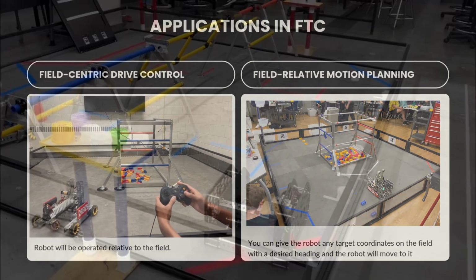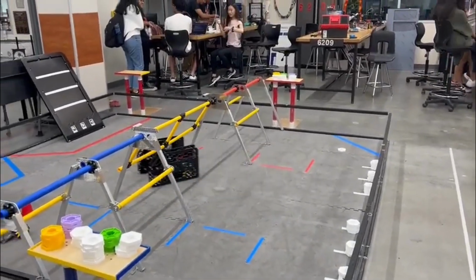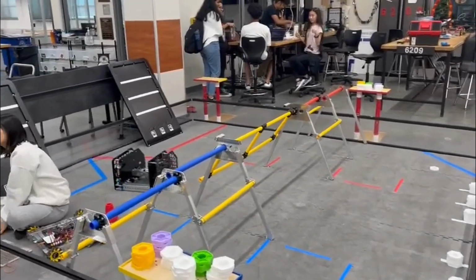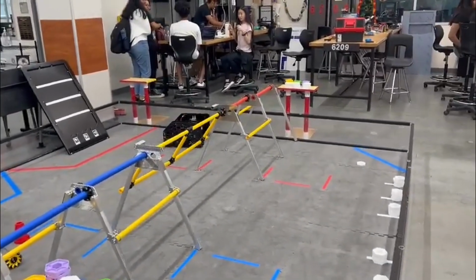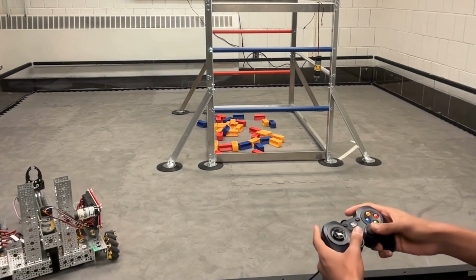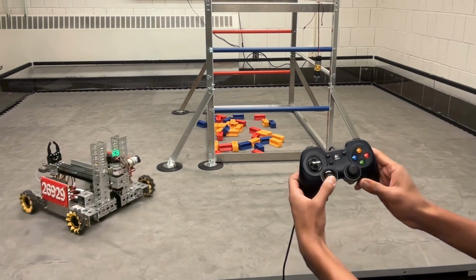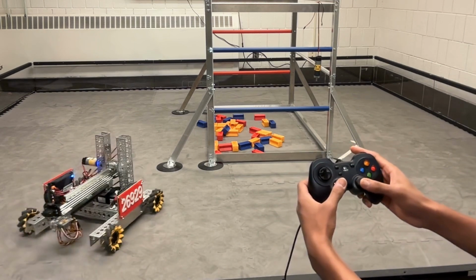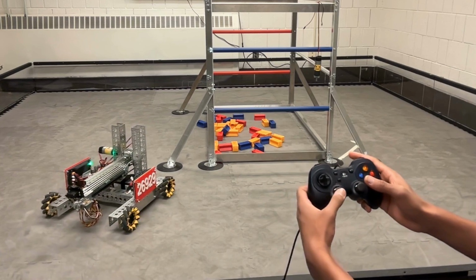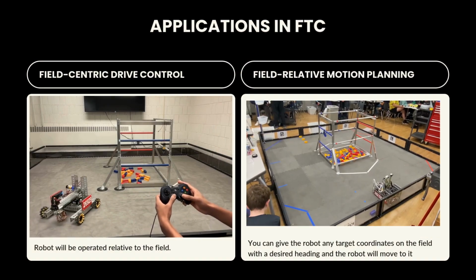So here I'm showing a preview of how you can actually implement this on a robot. And what this pretty much means is that no matter the orientation of your robot, you can move the robot relative to the field. So if your robot is, let's just say, at 45 degrees, if you push forward, your robot will move forward relative to the field, and no longer will it go diagonal at 45 degrees. So that will make operations much easier.